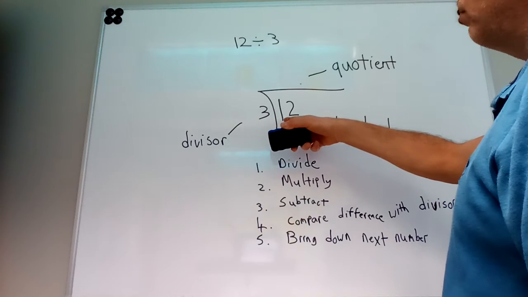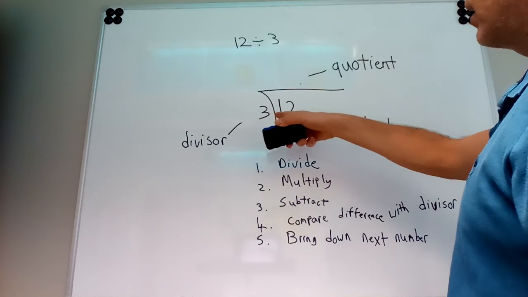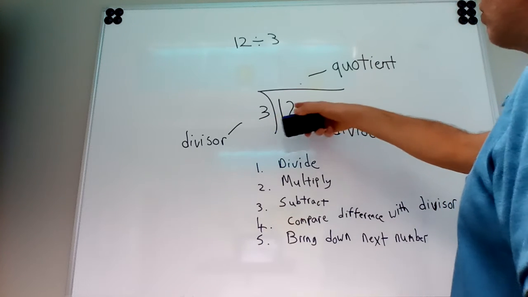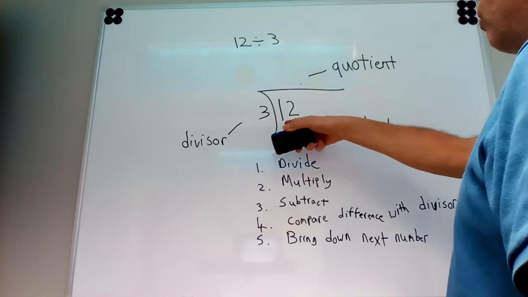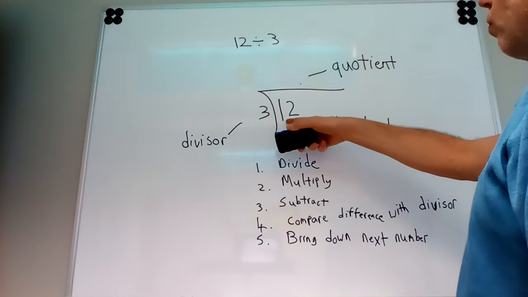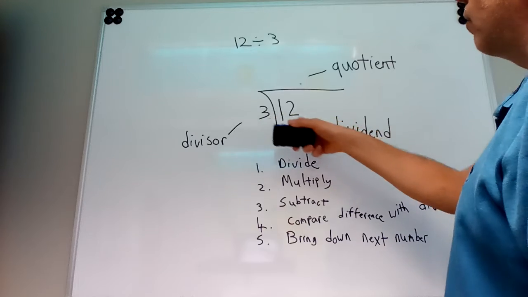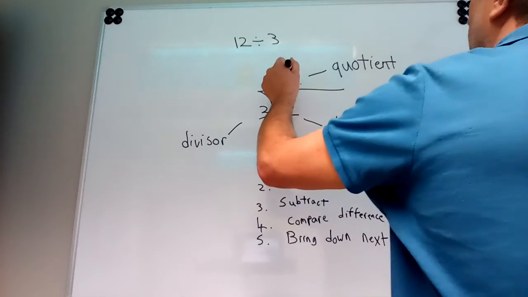1? Well, it won't go into 1. I can't divide the 1 by 3. So I'll go ahead and look at the second number. 12, that's a 12 divided by 3. Well, I already know that's 4, so I'm going to put 4 up here.